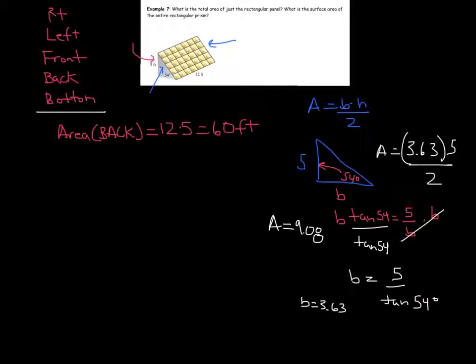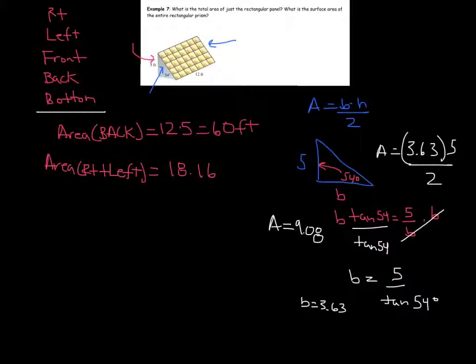Now remember, we have a right and a left-hand side. So we have to multiply that by 2. So we're going to say the area of the right plus the left is going to end up being 9.08 times 2, so that's going to be 18.16. So 18.16 is going to be the area of the right and left.